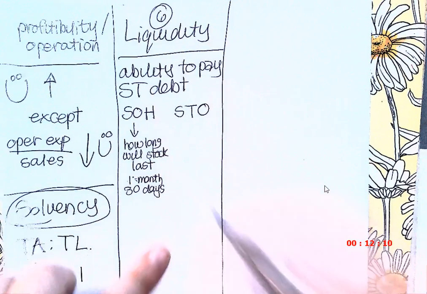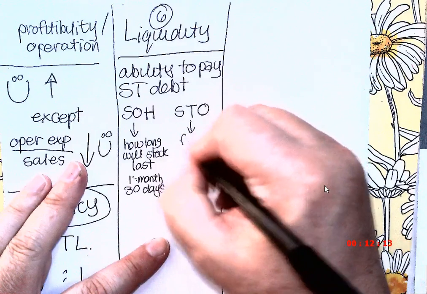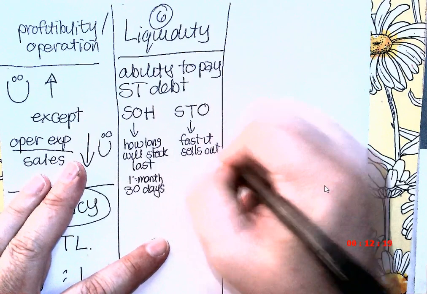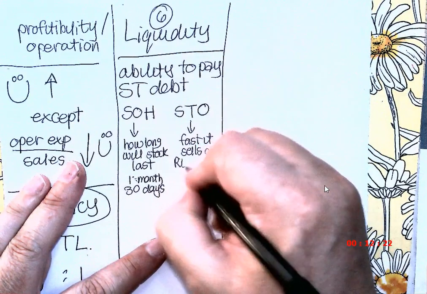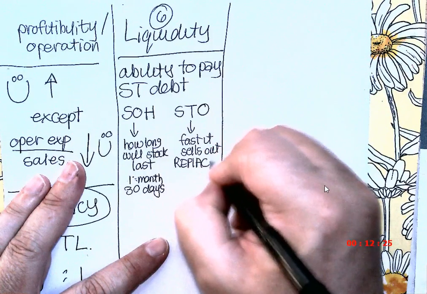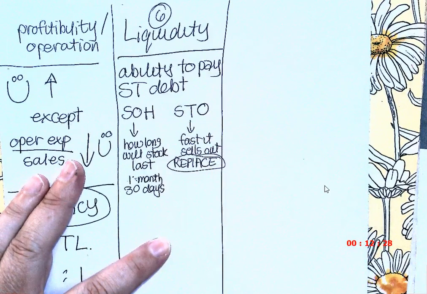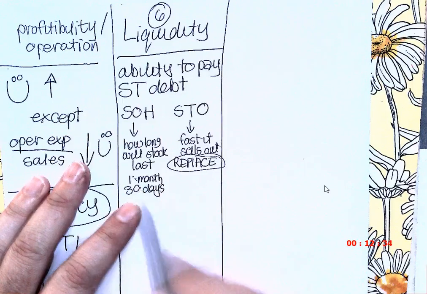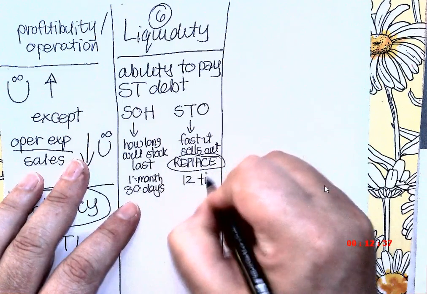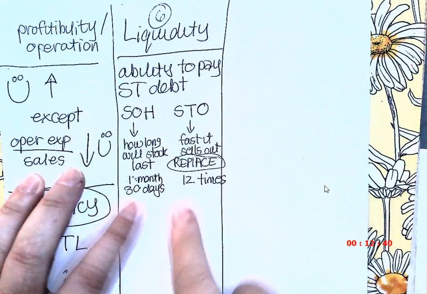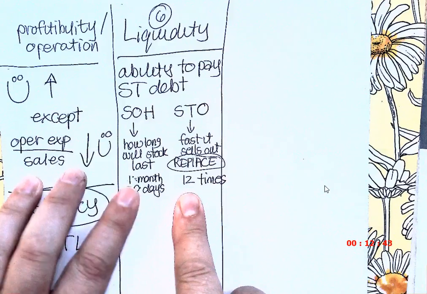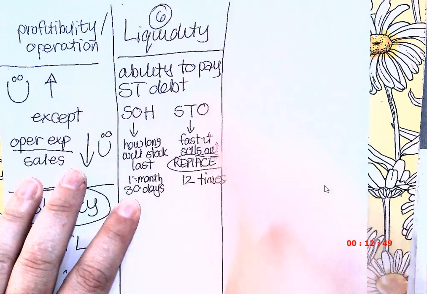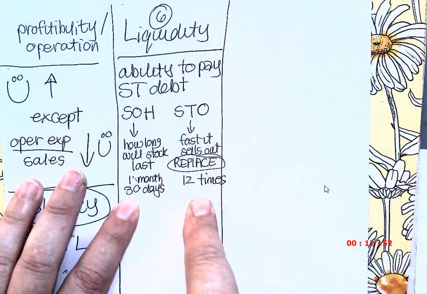But you will see stock turnover. Stock turnover is how fast it sells out. So it's in other words about replacing. How many times this year did we need to replace the stock? So now, if my stock on hand is 1 month, it means I replaced it 12 times. Can you see they are inverse? So if your stock on hand was 2 months, ne? Or 60 days, your stock turnover would be 6 times. You get it?